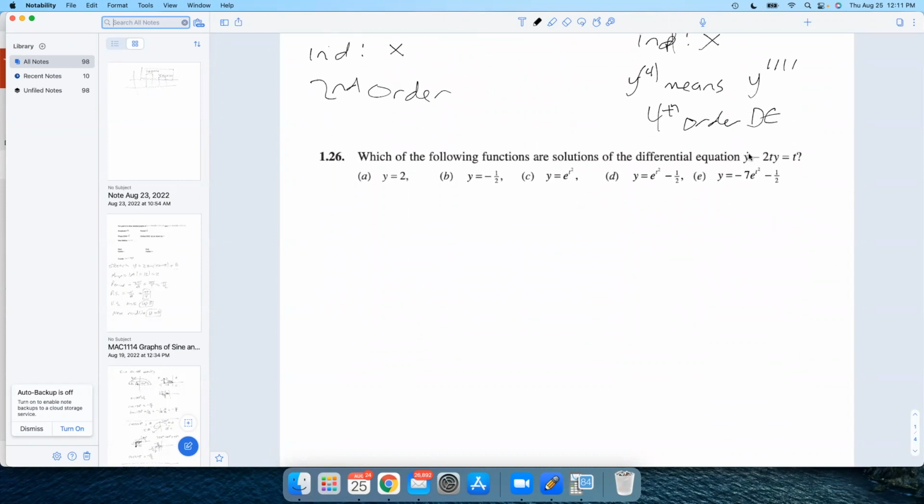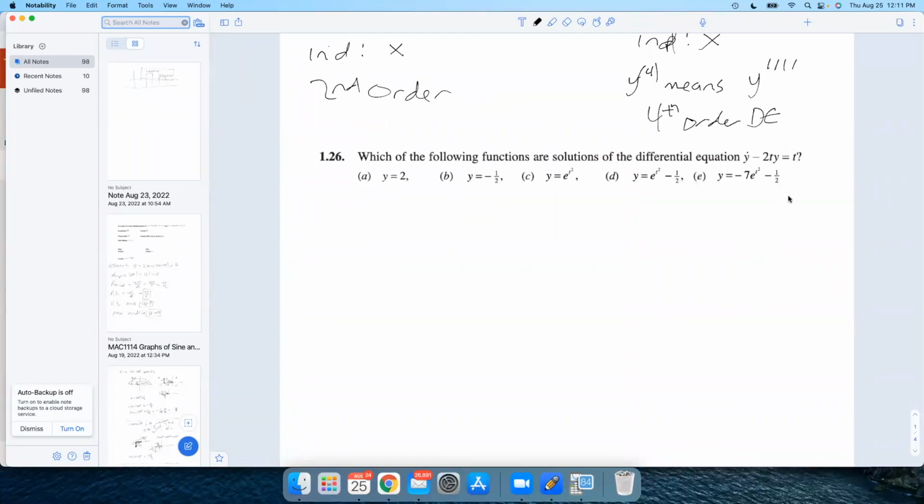Okay, here we're just checking who are solutions to our DE. So we're not actually solving a DE yet, but we don't have those skills yet. They gave me this big list and they want me to check these one at a time and determine which ones satisfy this DE.